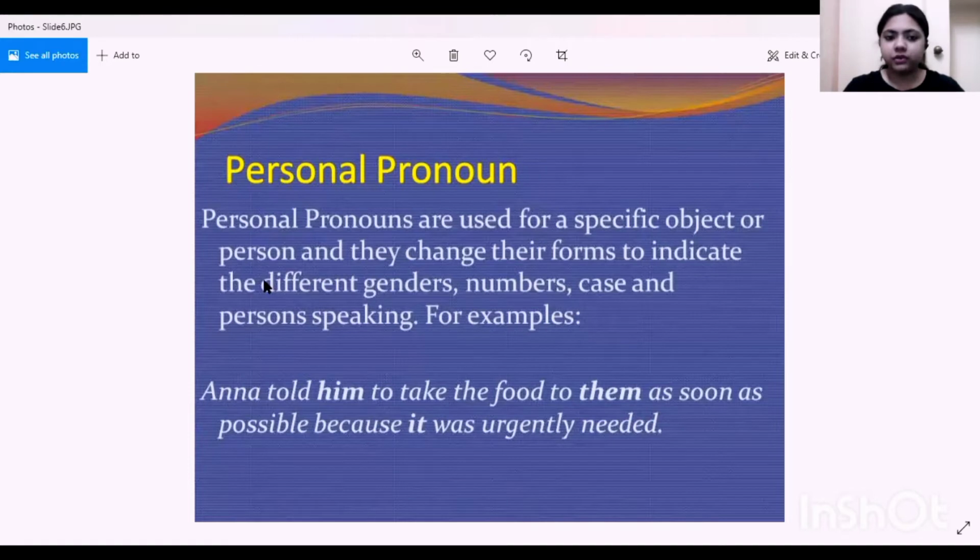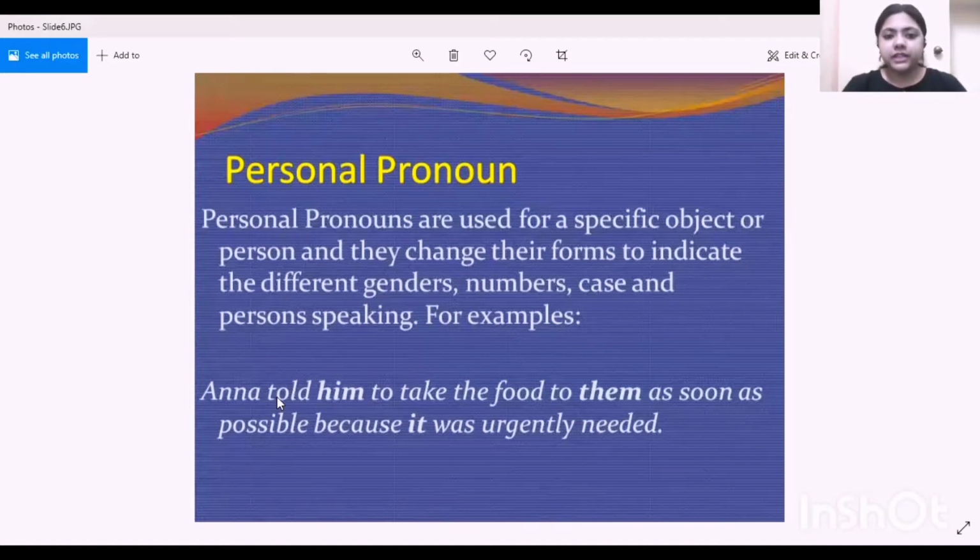What is a personal pronoun? Personal pronouns are used for a specific object or person, and they change their forms to indicate the different genders, numbers, case, and person speaking. Now, what do we mean by this? Personal pronouns are of three kinds: first person, second person, and third person. And what is the first person? In first person, we are talking about ourselves. When you talk about yourself, that is the first person. That is I and we.